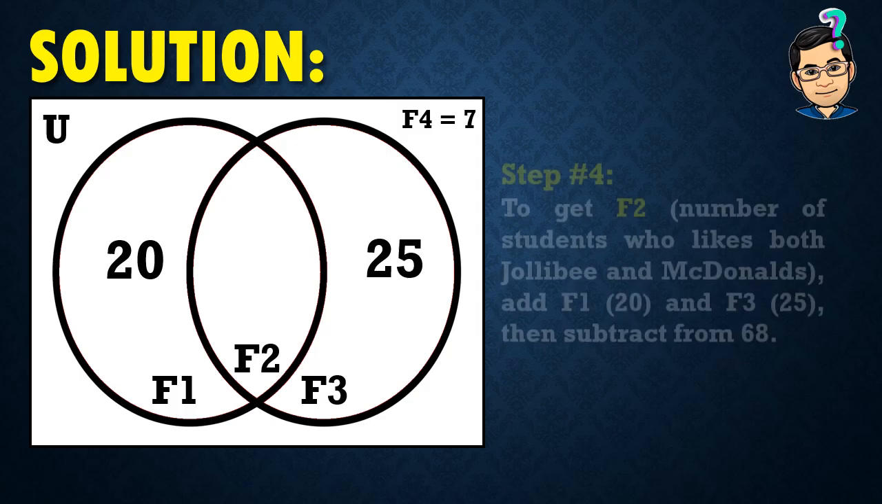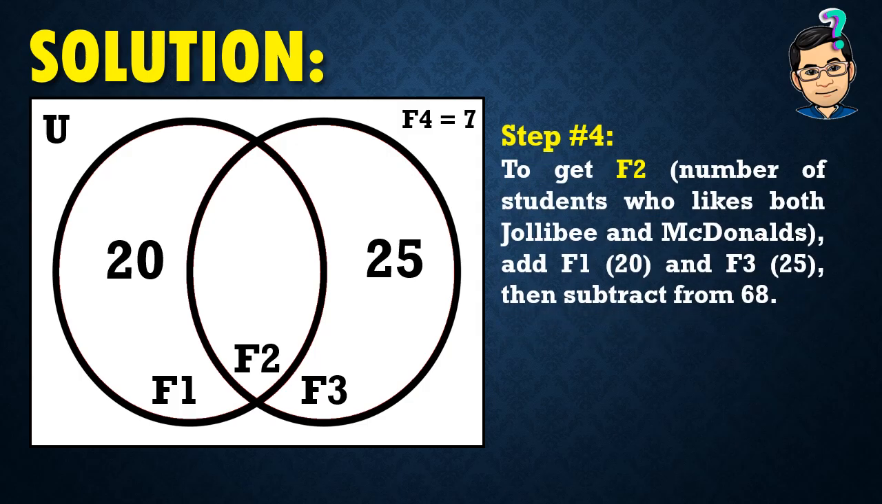So, our next step, to get F2, the number of students who likes both Jollibee and McDonald's. So, ito yung intersection ng dalawang sets na to. Ibig sabihin, pumili sila ng pareho. Pareho nilang gusto ang Jollibee and McDonald's. So, we will only add F1 and then F3. And then, yung nakuhang sum natin doon, isusubtract natin sa 68. So, again, we will not be using 75 here. Kasi kapag 75 ang ginamit natin, may include yung F4, which is 7.